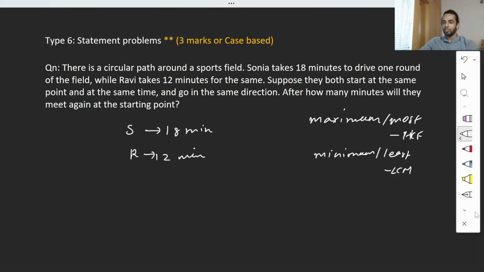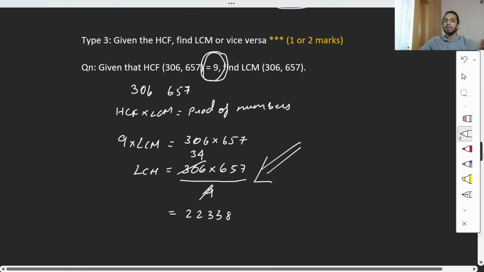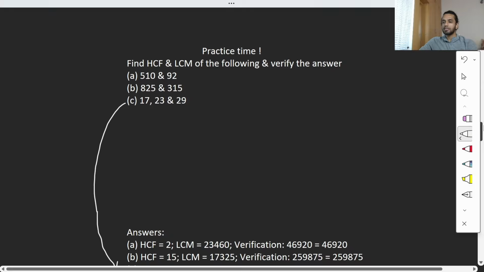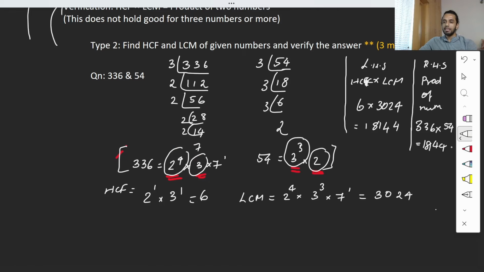I would like to show you an example. Just a few slides before we saw this. So as you can see here, the value of HCF is less than the two given numbers. It is less than 336 and 54. The value of LCM will be more than the two given numbers. This is something we need to remember.